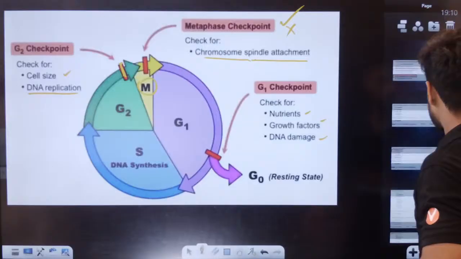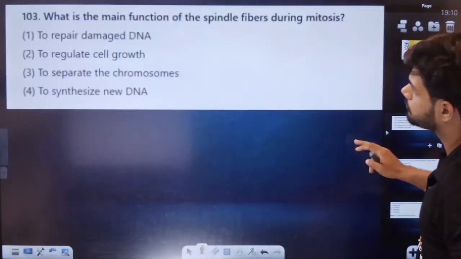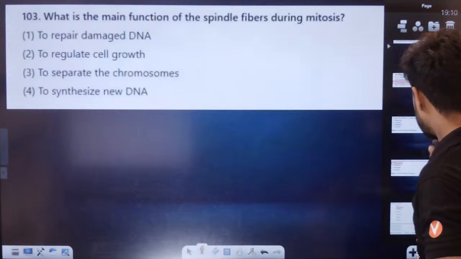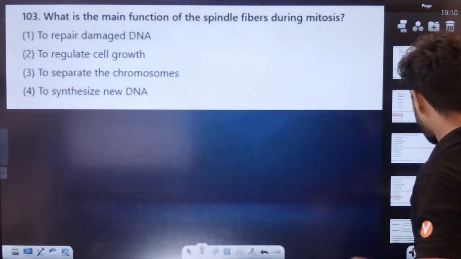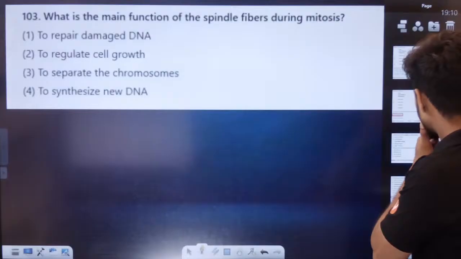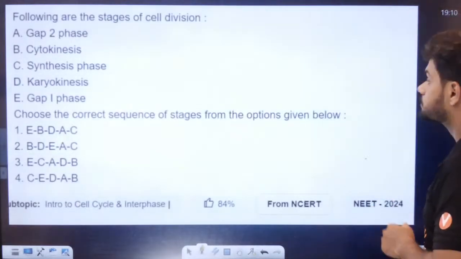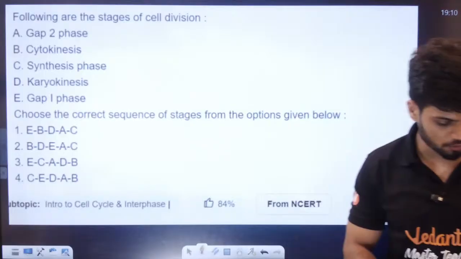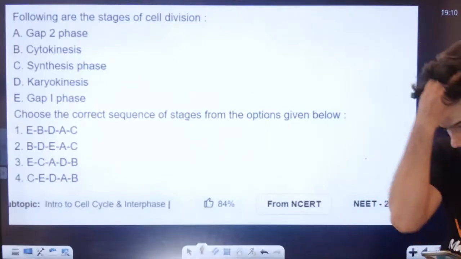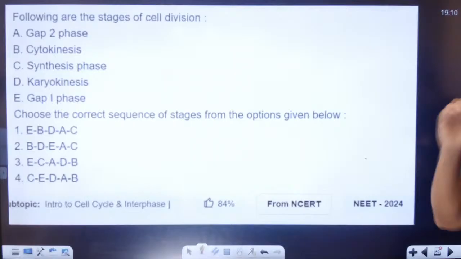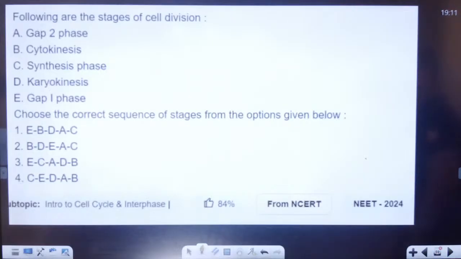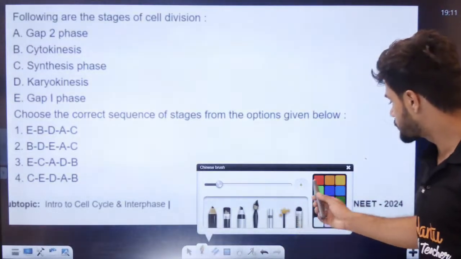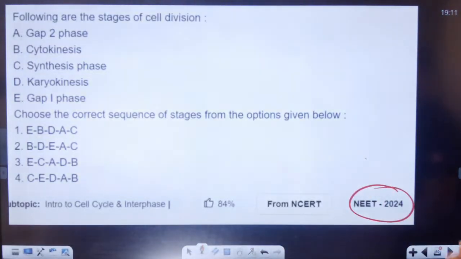Let's see which questions you can solve actually. Students, I don't think you'll be able to solve a lot of questions right now. Students, can you tell me the answer to this question, all of you? This is a NEET 2024 question.